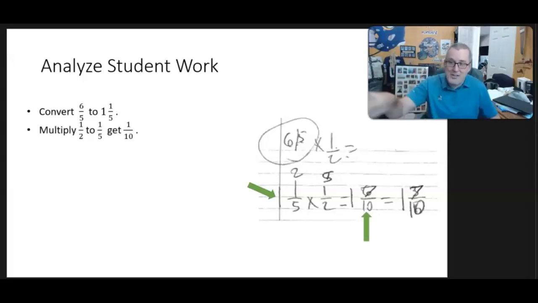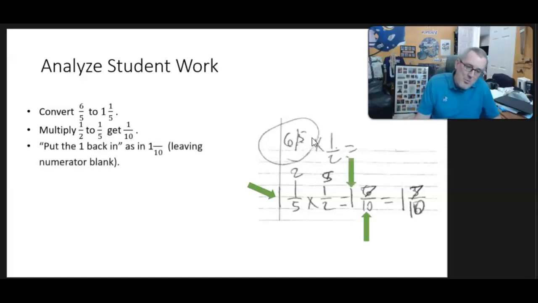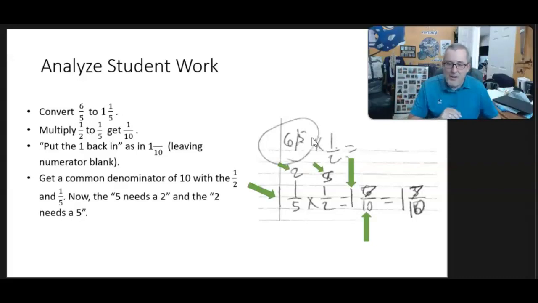He multiplied straight across. 1 times 1 is 1. 2 times 5 is 10. And he got a tenth. Now you're seeing the ending work here, so you're not seeing the 1/10 exactly there. But then he said, now you put the 1 back in. That 1 that we had, the 1 1/5, now you put it back in, are the words the student used. But he left the numerator blank. He ended up erasing the 1, or maybe he didn't write the 1 in the first place, but he left a blank there. Then he said, I have to get a common denominator. The common denominator between 5 and 2 is 10, and so the 5 needs a 2 and the 2 needs a 5. And then he said, now I add those 5 and the 2, and I get 7.